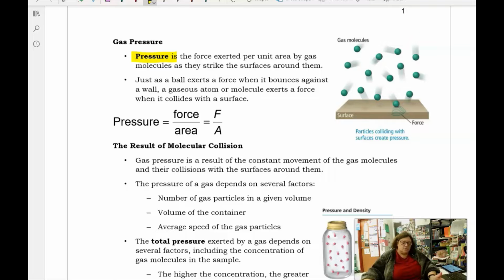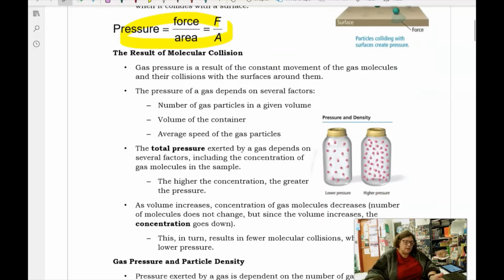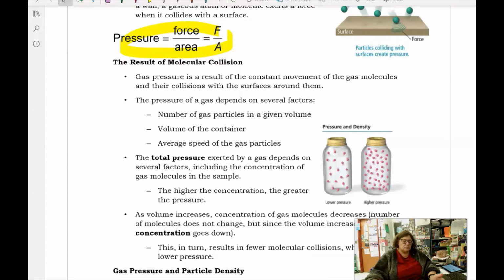Just as a ball exerts a force when it bounces against a wall, a gaseous atom or molecule exerts a force when it collides with the surface. And this is a big physics concept, but we don't have to worry about it in chemistry. All right, now, the molecular collisions. Gas pressure is a result of the constant movement of gas molecules and their collisions.